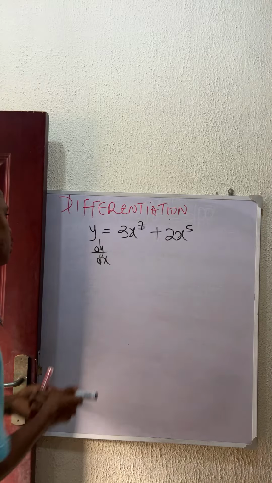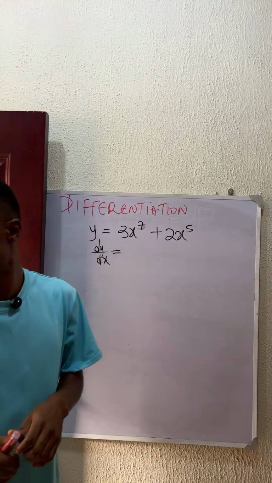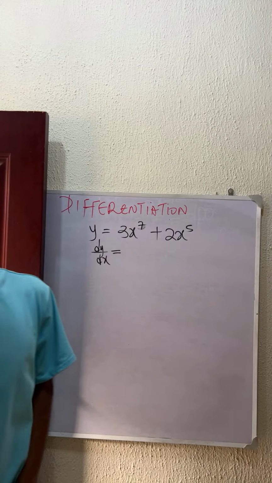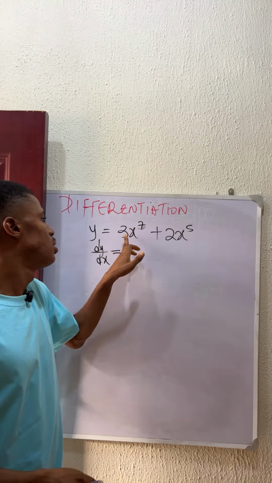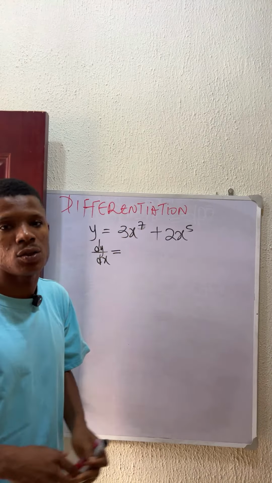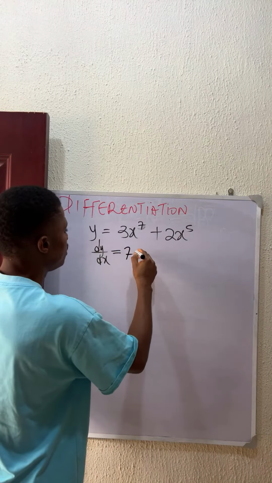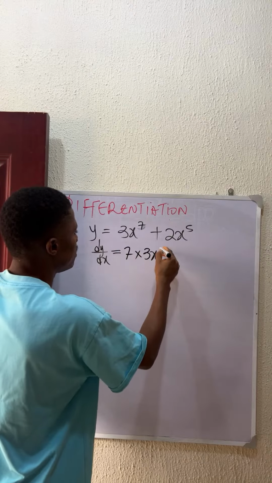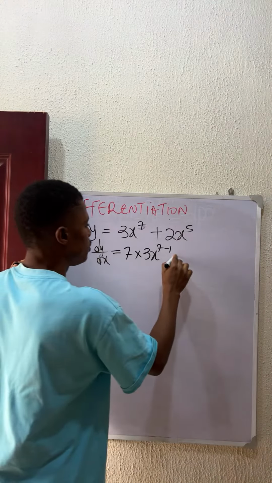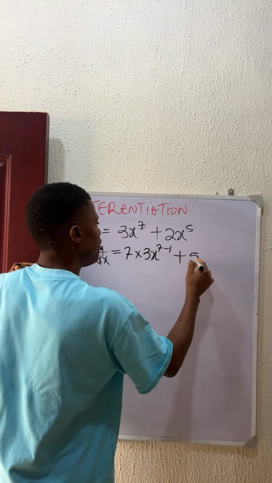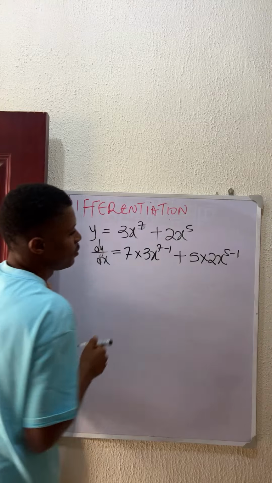Okay, so this is how we do it. This will be equal to, remember I told you, to differentiate a function with respect to x, it is very simple. You multiply the given power of the function to the function itself and minus 1 from the power. So I multiply 7 to 3x to the 7, and I minus 1. Then the next thing I do, plus, I multiply 5 to 2x, then I minus 1 from 5.